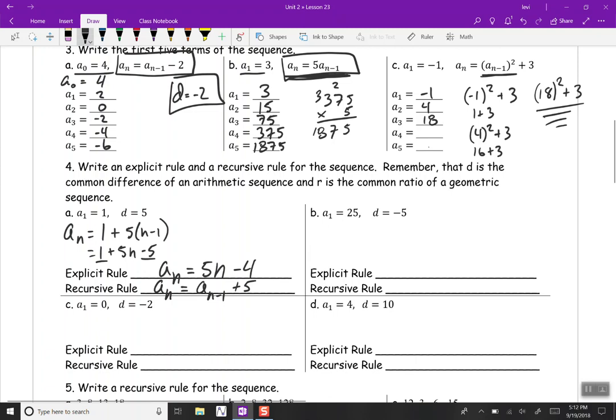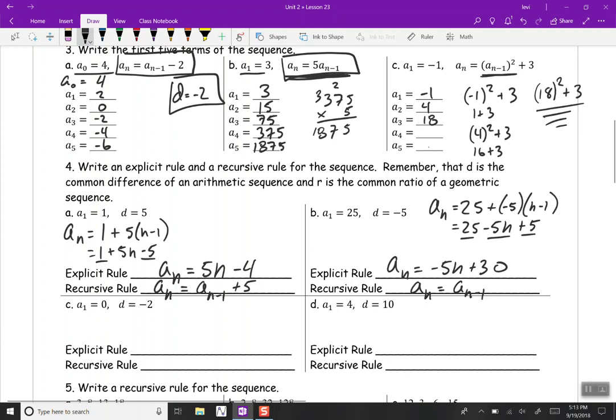This explicit rule would be a sub n equals 25 plus -5 times n minus 1. So that's 25 minus 5n plus 5. So this is a sub n equals -5n, and 25 and 5 make 30. And our recursive rule is easy, right? It's just a sub n minus 1 plus our common difference, so that's minus 5.